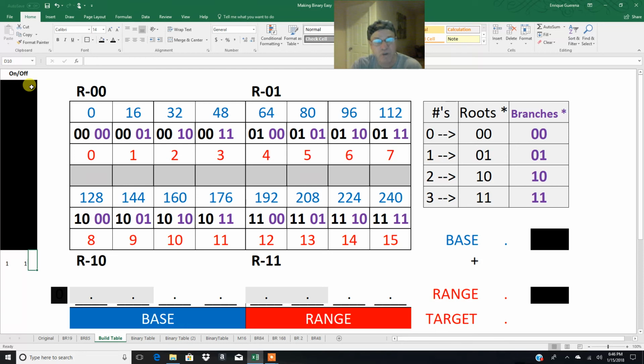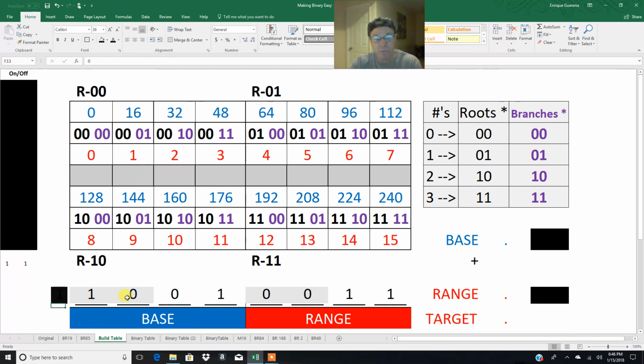So now that you know where your roots are, you have to know that this quadrant here is quadrant R00. So that means your root 00 goes in this quadrant. 01 goes in this quadrant. 10 goes in this quadrant, and 11 goes in this quadrant. So now that we know that, let's go backwards. Let's do binary to decimal.